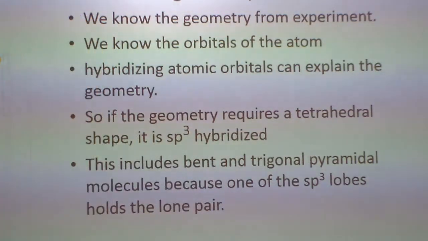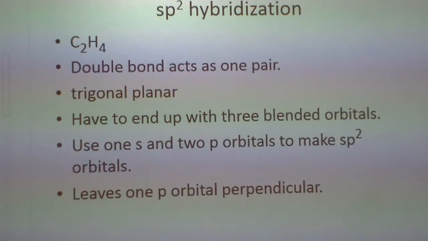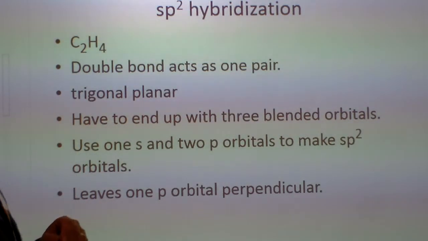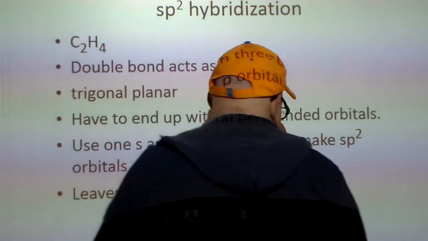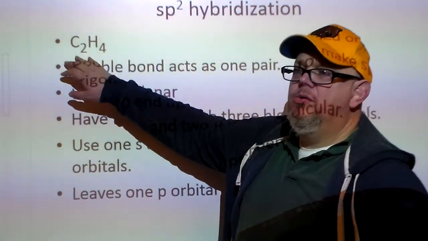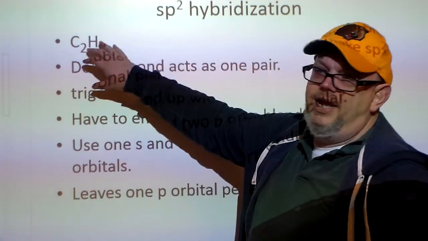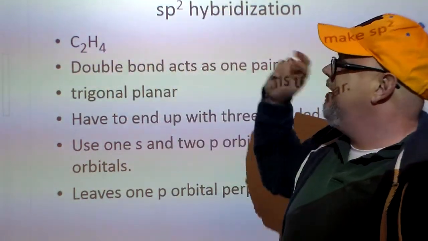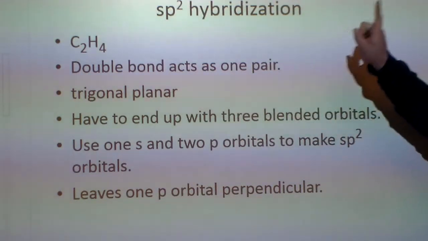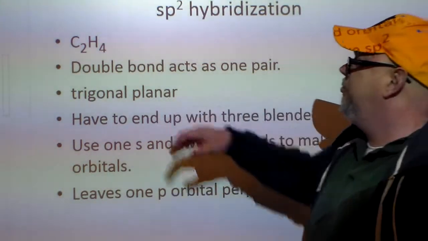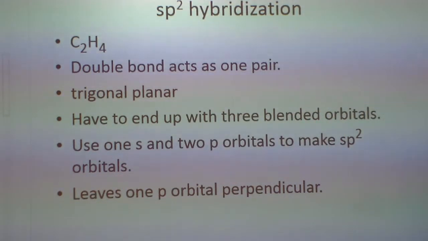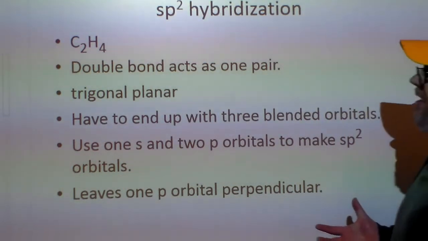pair of electrons. Okay, so here's sp2 hybridization with C2H4, and you might get the idea that the carbon is double bonded with itself, and then the H's are sticking out at the ends, 2 on each end of the carbon. So you have the double bond that will act as one pair. It's trigonal planar, okay? You have to end up with 3 blended orbitals. So how in the world do they explain that one?